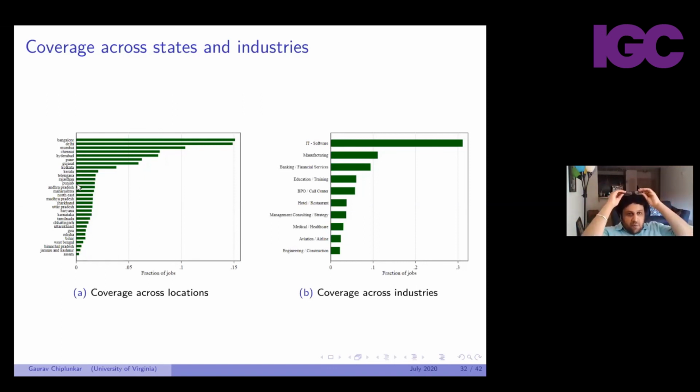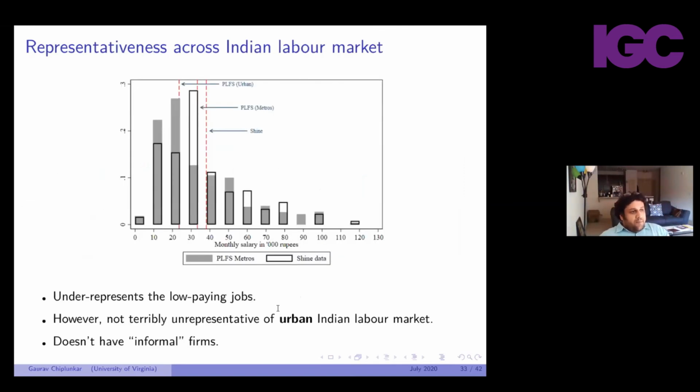So who are these people who are posting on these online platforms? This is just giving you a distribution of what salary distributions we are capturing. The gray line is what we have from the latest periodic labor force survey in these metros. And the black bars are essentially the data that we observe on our platform. So it's fairly distributed, right? We're capturing information across different salaries for urban India.